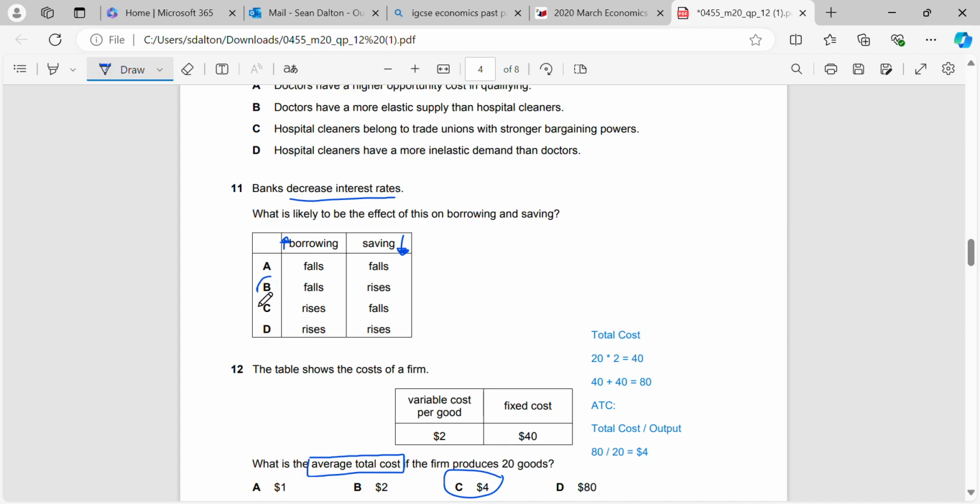So again, we just match that up. We should see, oh sorry, I clicked the wrong one there. We should see it's C. Borrowing up, saving down.